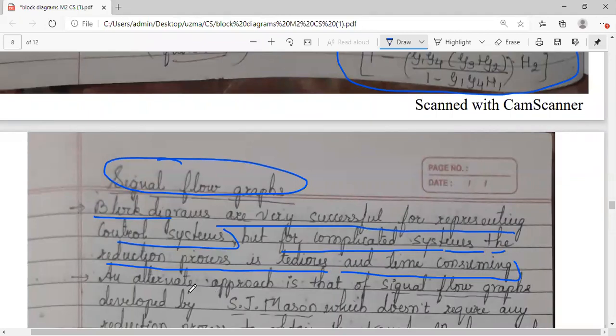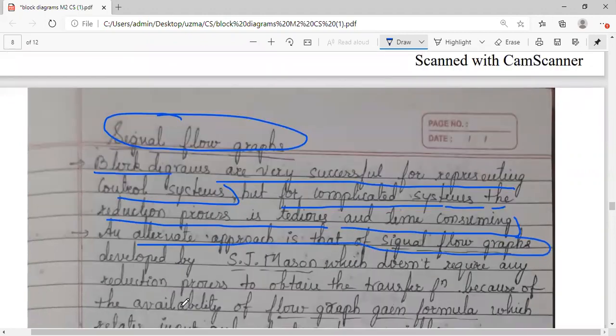So that's why an alternate approach for this is a signal flow graph. This was developed by S.J. Mason. That's why you will come across a concept further on called Mason's formula to find the transfer function. It is the simplest method to find the transfer function. Mason developed these signal flow graphs, which don't require any reduction process. So the tedious task can be avoided.